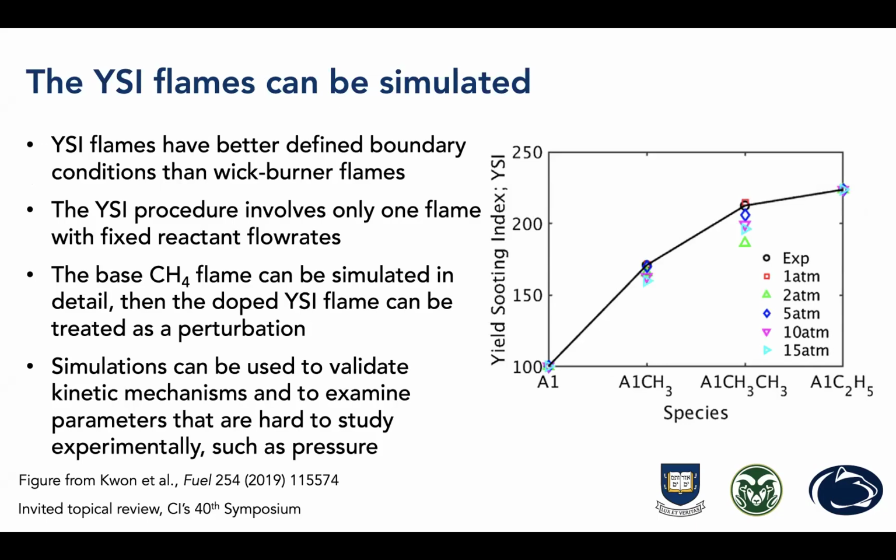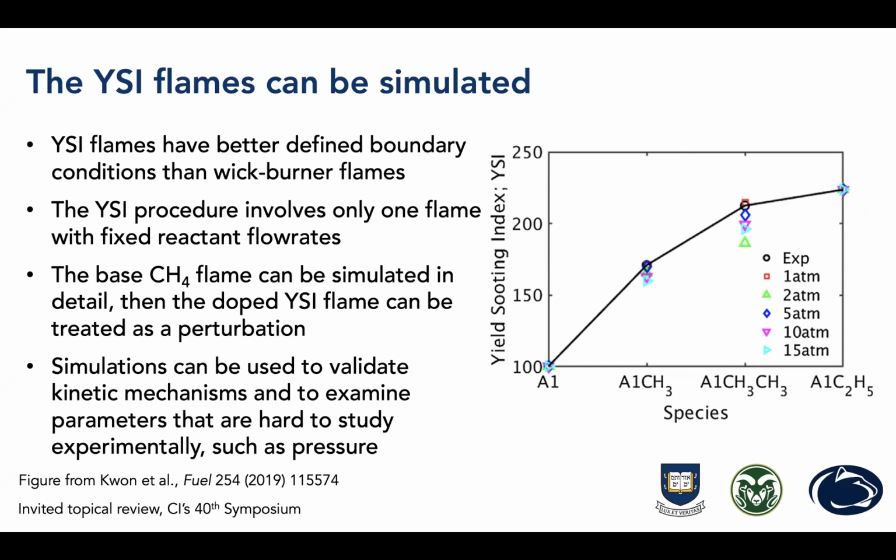Also, the YSI flames can be simulated in detail. Why is this? They have better boundary conditions than wick burners, and the procedure involves only one methane flame with fixed fuel and flow rates. The base methane flame can be simulated in detail, and with the dopants, you only need to treat it as a perturbation. So it makes the gridding procedure extremely easy.